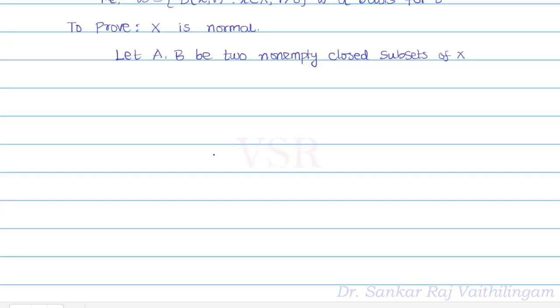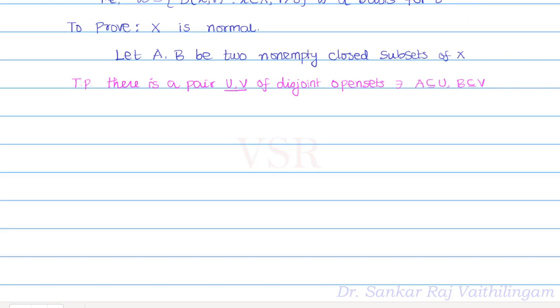Now what do we have to prove? To prove normality is to prove that there is a pair U, V of disjoint open sets such that A is contained in U and B is contained in V. So our task now is to find what our U and what our V are.